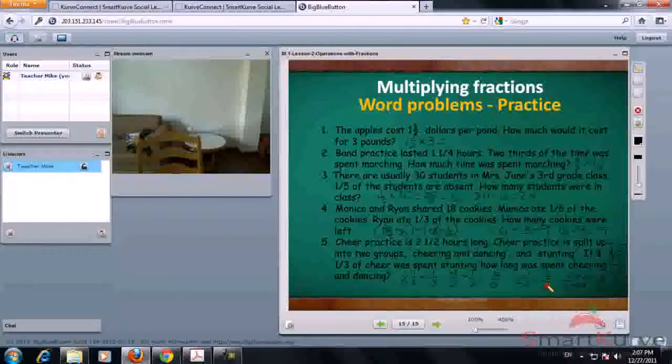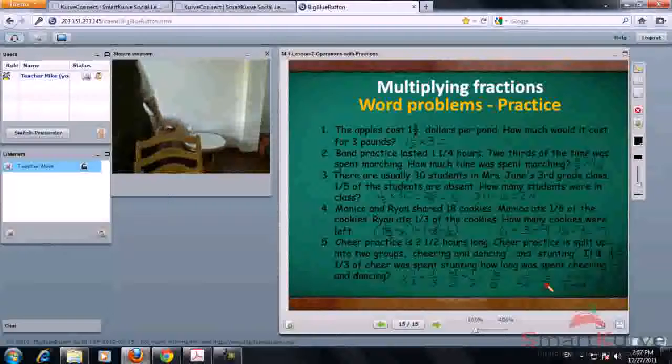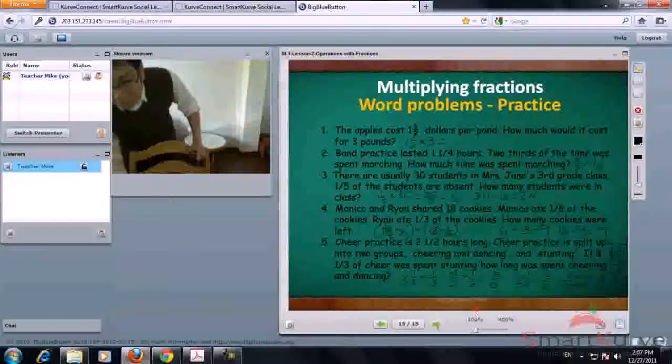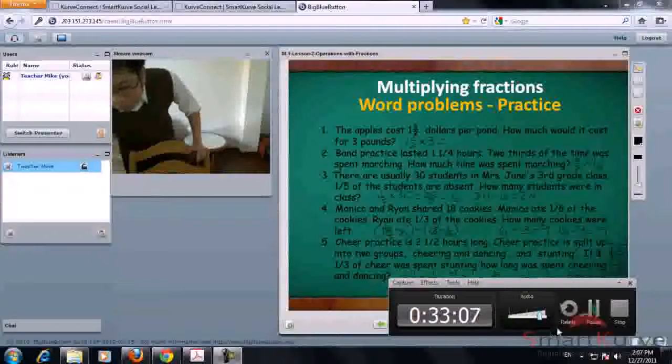Yep. What's up? When you rewatch it, you're going to see an awkward moment. I don't think this one is supposed to be here, because 1 1/3 of cheer being spent stunting would make it more than the total amount. Okay, we'll double check it. I was sitting there thinking, I don't think this one's supposed to be there. But so I redid the problem.